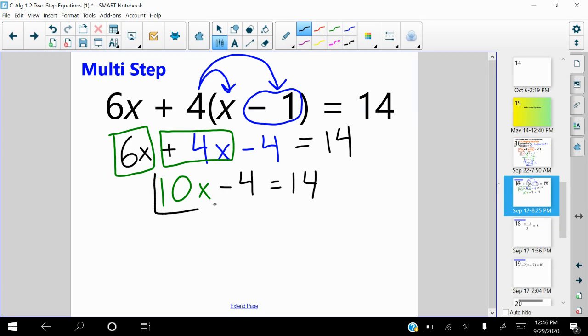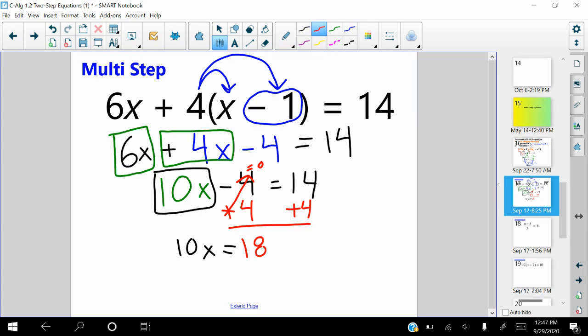I don't want to touch this 10x, so I'm going to box it in. So that means I do want to remove that minus 4. I want this to turn into 0, and I'm at negative 4, so I have to add 4. What I do to one side, I do to the other. So now we're left with 10x is equal to 14 plus 4, which is 18. I need to divide both sides by 10 to undo that multiplication. In doing so, I get x is equal to 18 over 10.